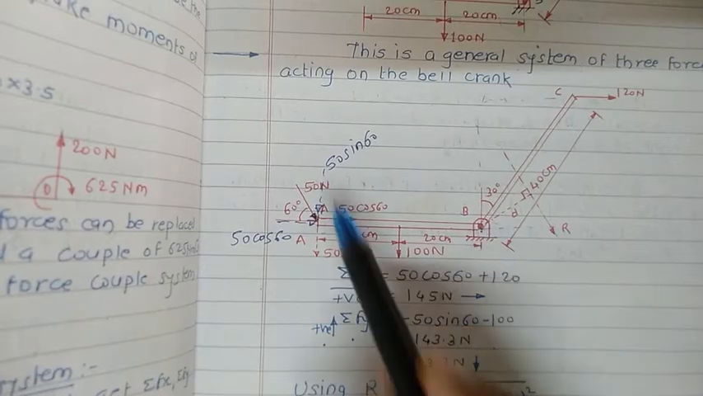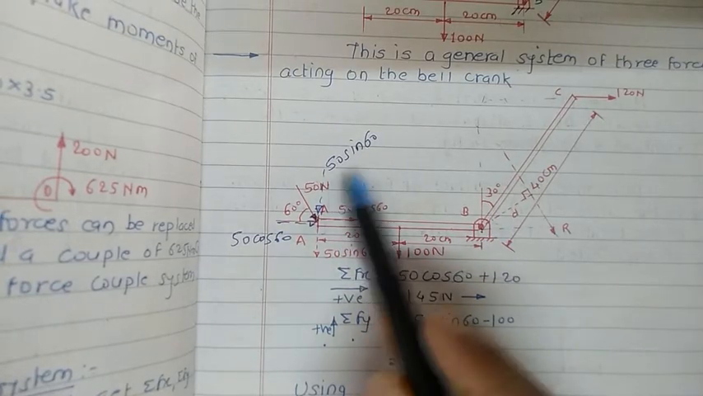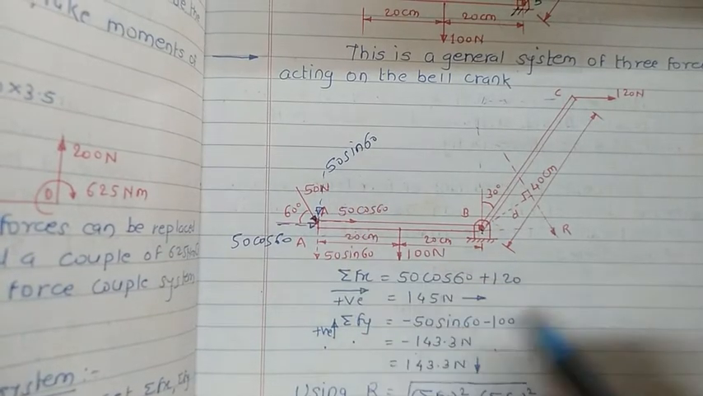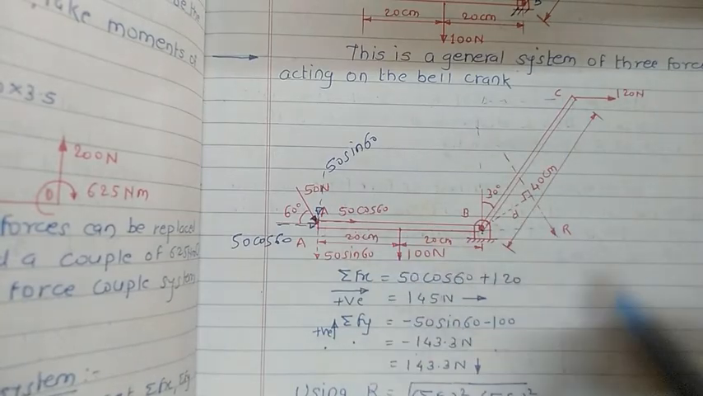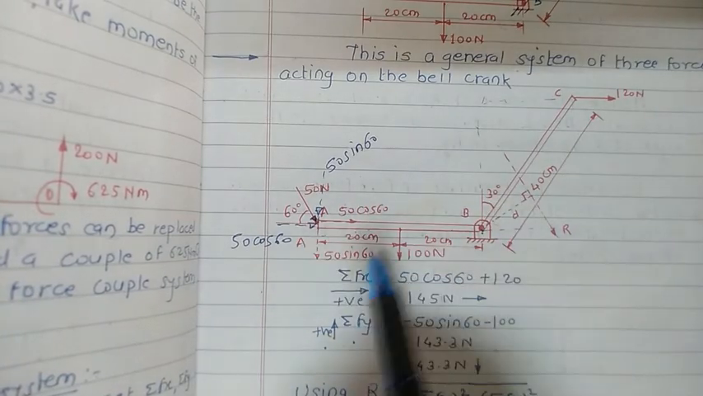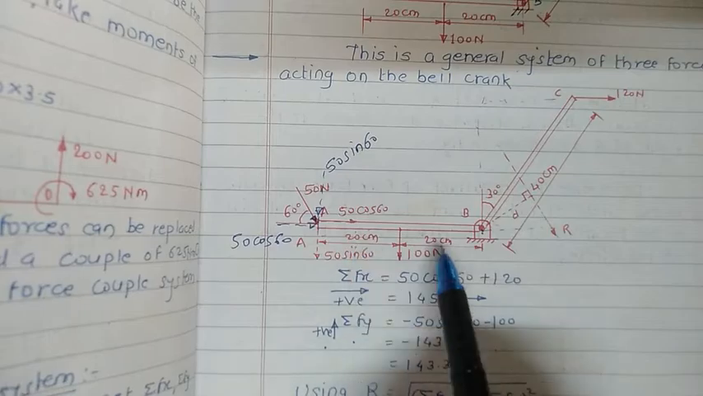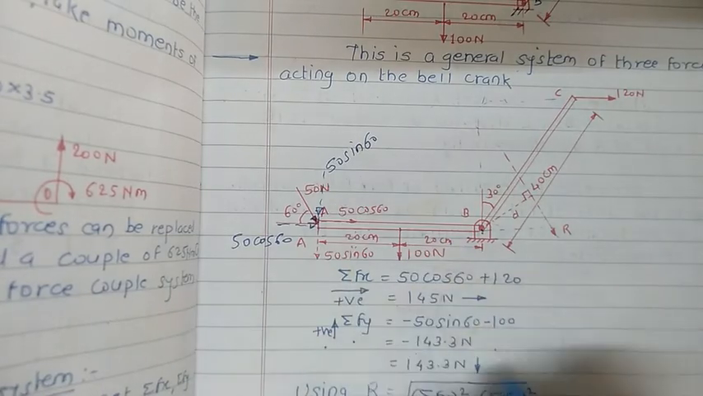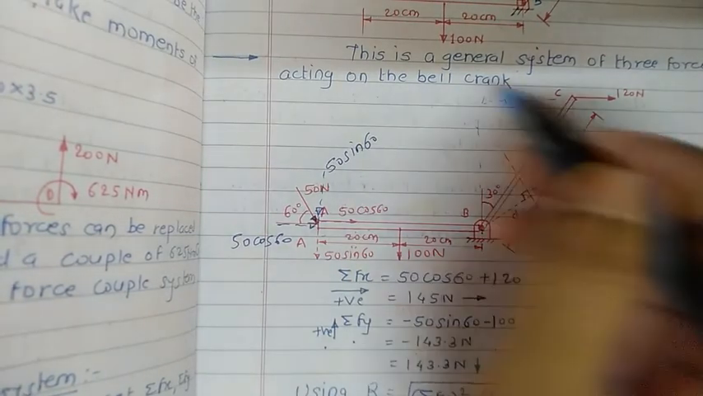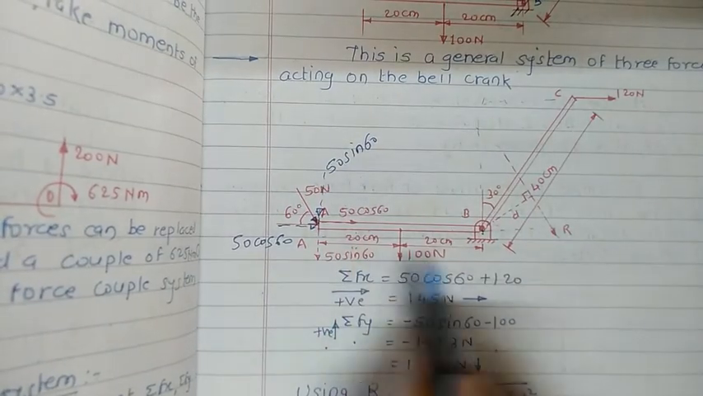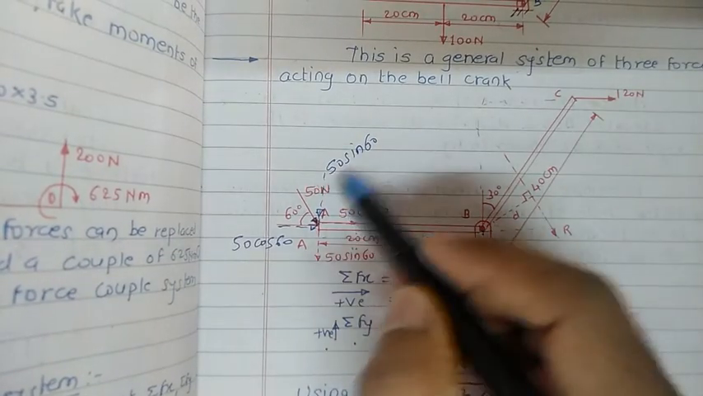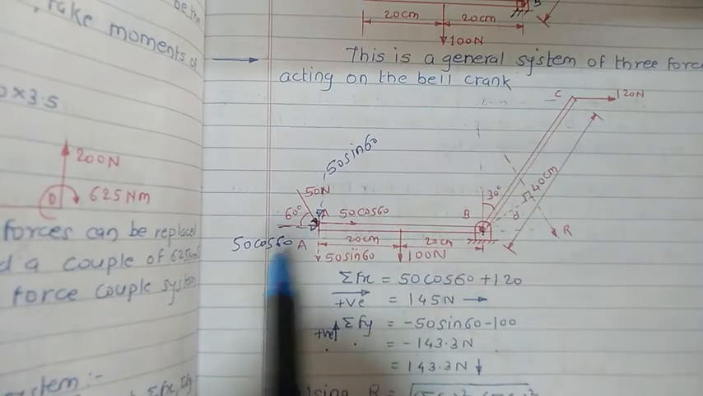Now focus on the first force, 50 sin 60. It turns about this point in which direction? This turns about this point in the anti-clockwise direction, separated by how much distance? 20 plus 20, 40. So this turns about this point in the anti-clockwise direction, separated by a distance of 40. So 50 sin 60 multiplied by 40 will come. So what about this force?